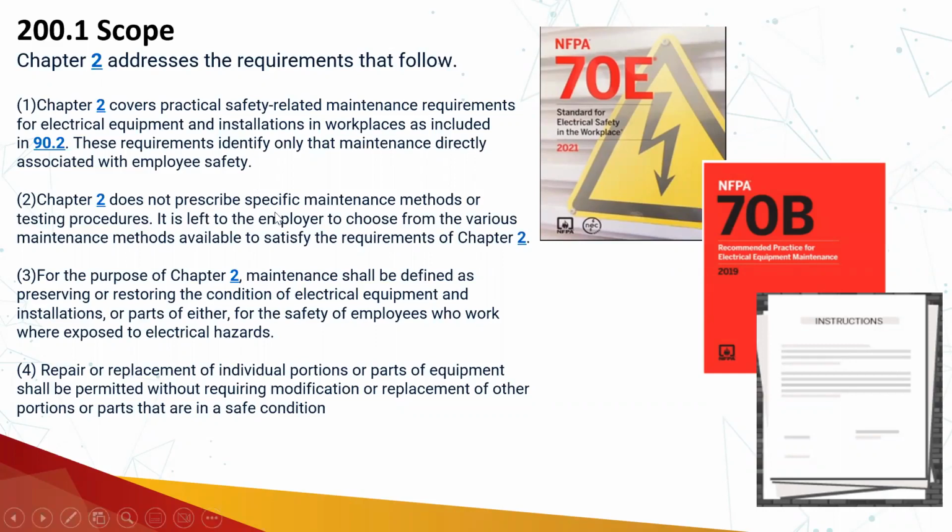Chapter number 2 does not prescribe a specific maintenance method or testing procedure. It is left to the employer to choose from various maintenance methods available to satisfy the requirements of chapter number 2. For the purpose of chapter number 2, maintenance shall be defined as preserving or restoring the condition of electrical equipment and installation or parts of either for the safety of employees who work where exposed to electrical hazards. Repair or replacement of individual portions or parts of equipment shall be permitted without requiring modification or replacement of other portions or parts that are in safe condition. So these are some of the generic requirements of chapter number 2.